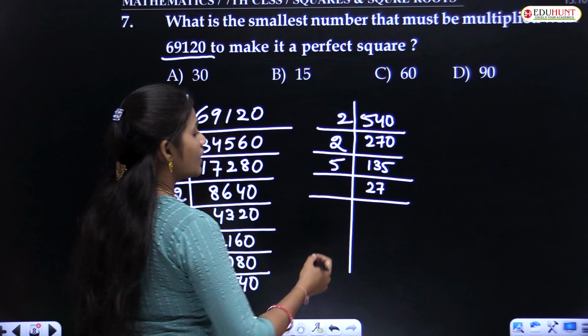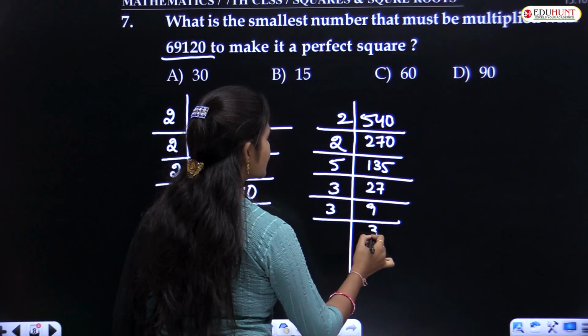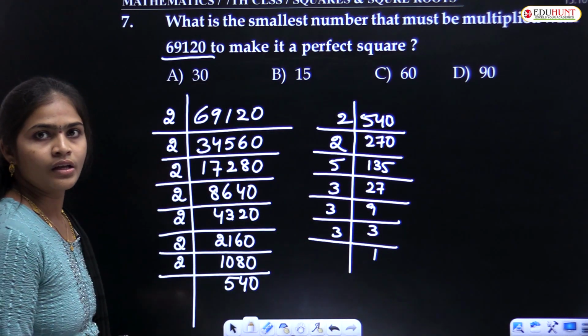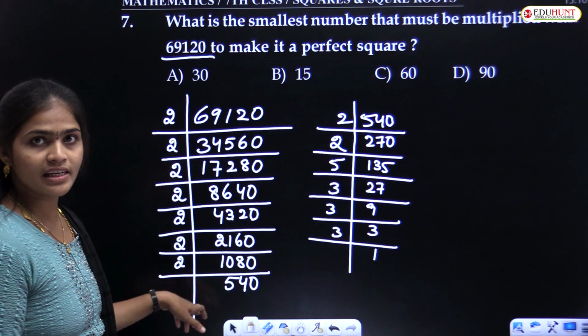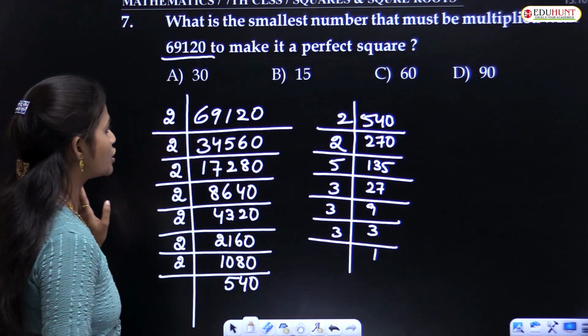Is it clear? Next 3 9s are 27. Next 3 3s are 9 and here 3 1s are 3. Is it clear? Okay, so this is the prime factorization. Here place is not there, that's why I wrote it like this. Now here take that prime factorization.